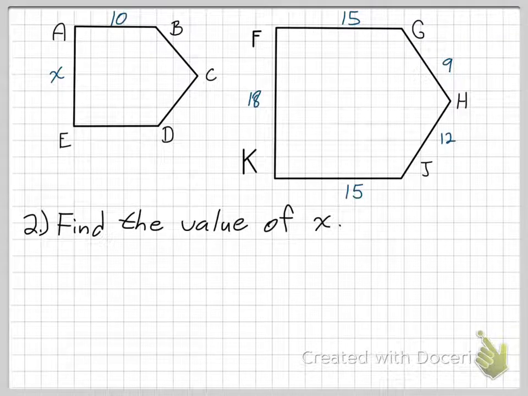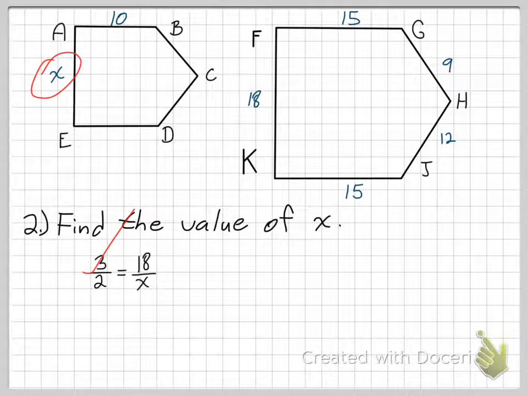And let's move on. So this is again the same figures, or the same polygons redrawn for your convenience. And now our job is to find the value of x. So find a missing value. I will do that by setting the scale factor equal to 18 over x. And the reason I'm choosing 18 over x is because I want to find my x value. I want to find AE, and side length AE is corresponding to side length FK, or 18 over x.